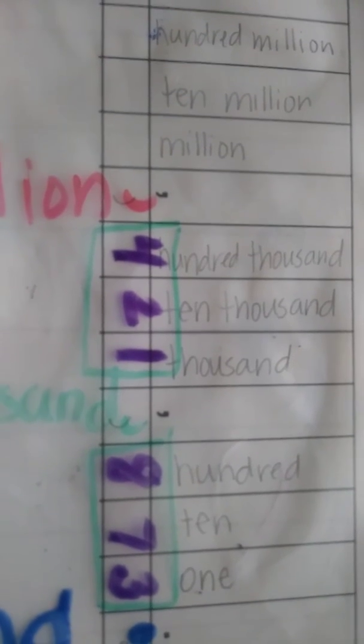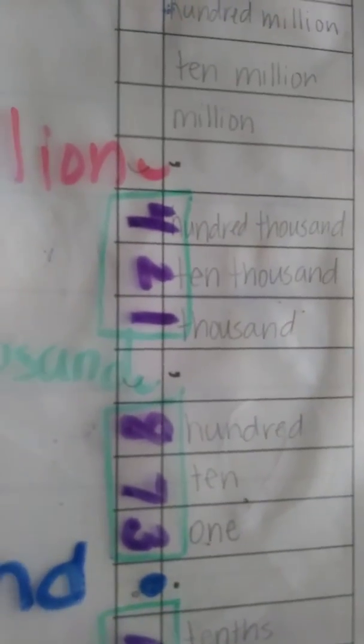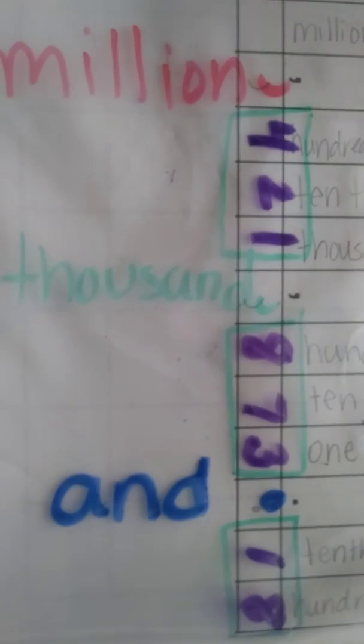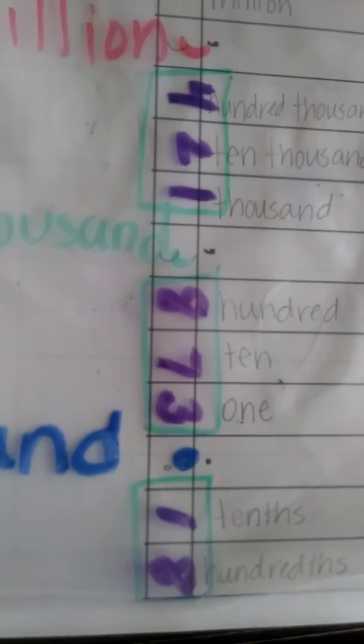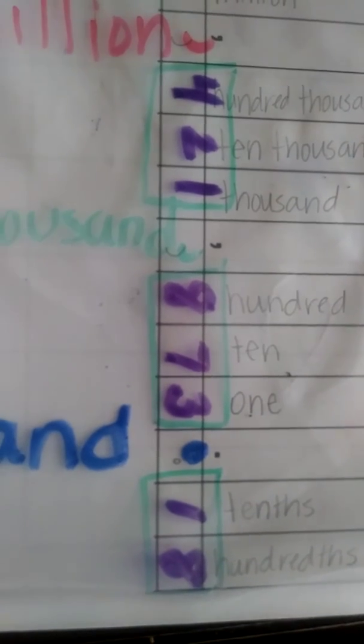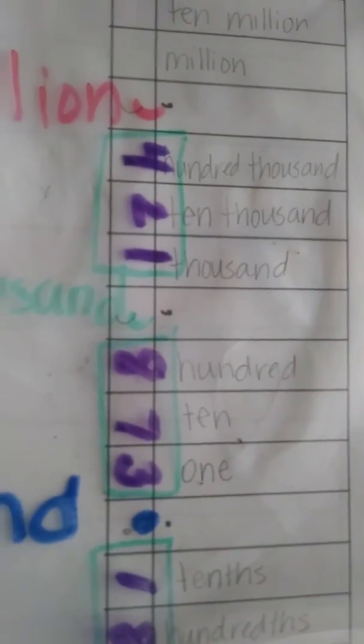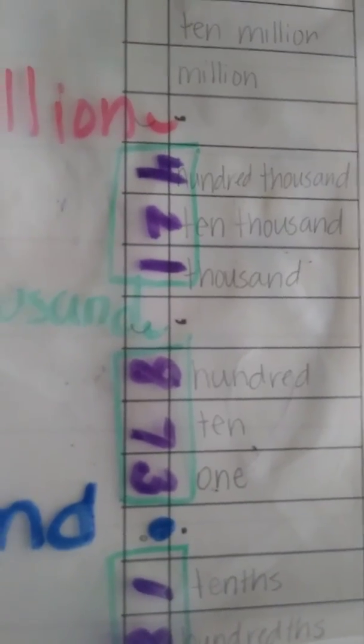So now what house is it in? It's in the thousands house. So I would say 421,000. Now my next number is 873. Okay, that was in the units house or in the ones, so I don't have to say anything afterwards. So if this was the only number I had, I would say 421,873. But we do have something after the decimal.